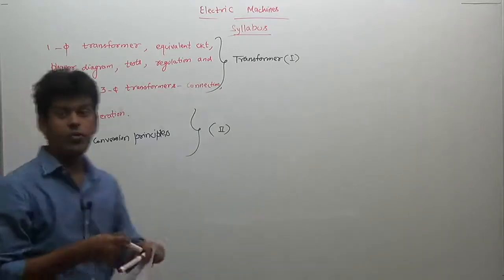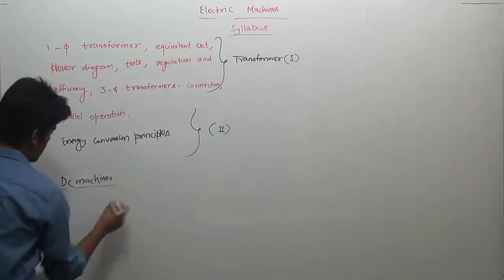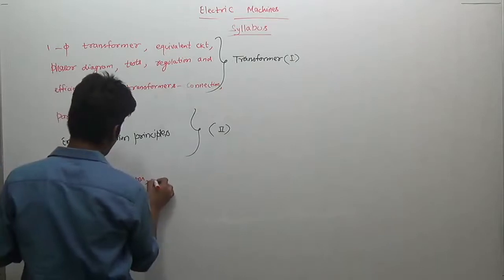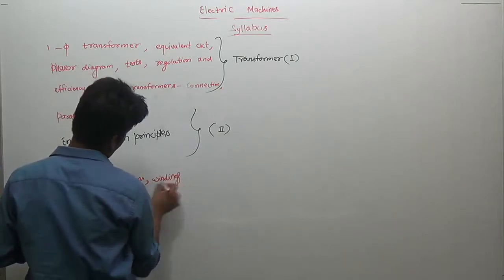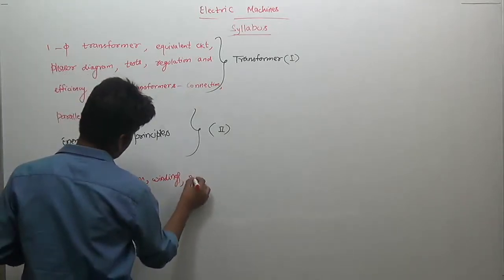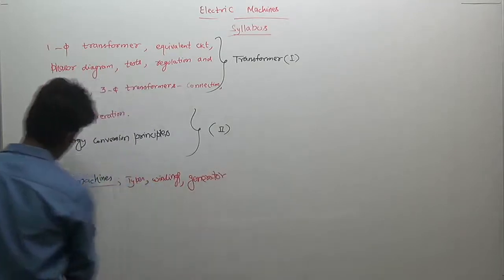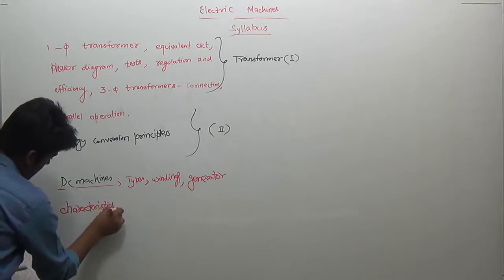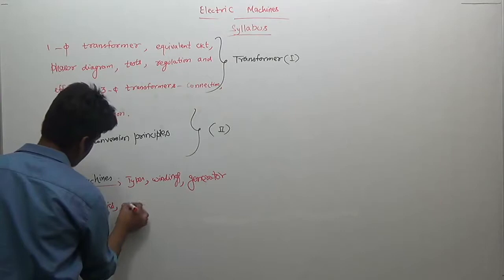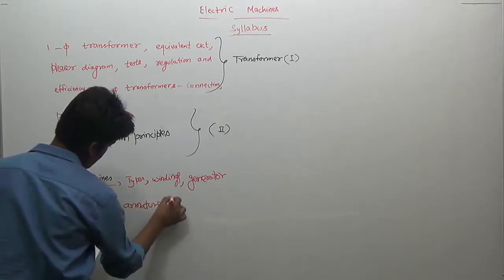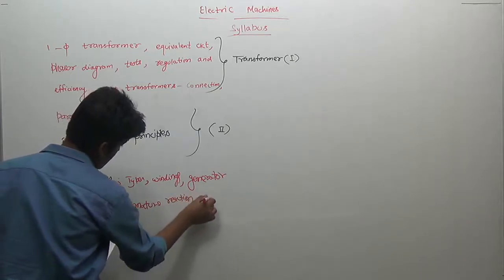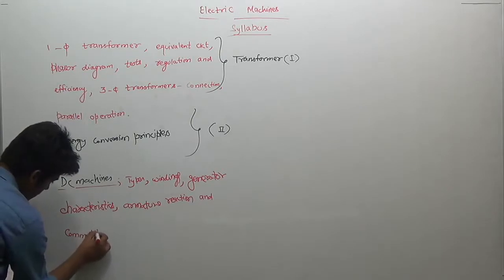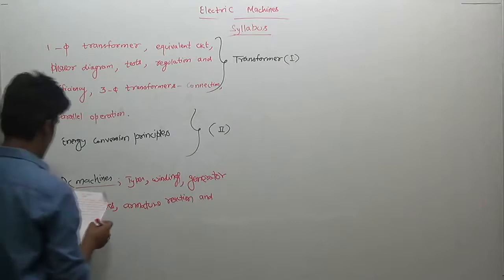In that, what do we study? That is types of DC machines, windings, lap and wave windings, as you have studied in BTech, generator characteristics, armature reaction, and commutation, starting and speed control of motors.